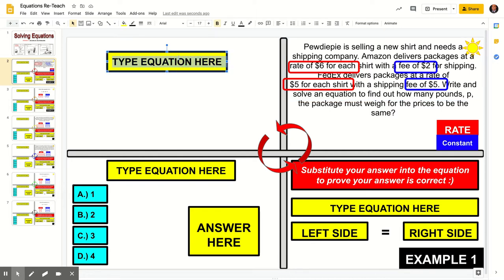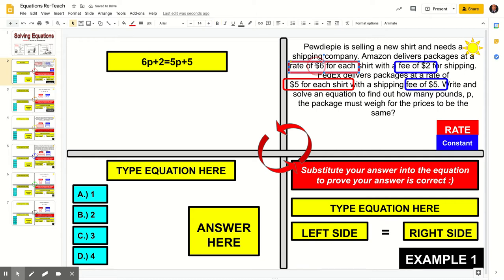Quadrant 2 says type the equation. Well, you literally type what you circled or highlighted in red and blue. We have a rate of $6 for each shirt, so that's 6x. But in this case, instead of x, I'm going to use p because that's what it gave me in the example. So 6p plus $2 is equal to 5p plus $5. And you're like, where did all this come from?